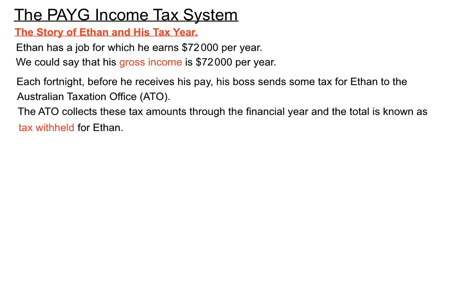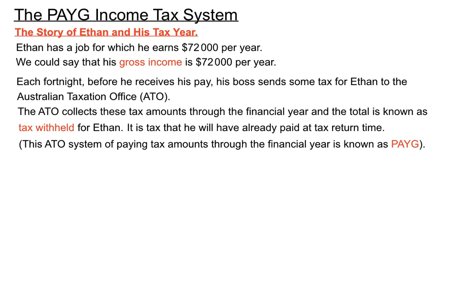The ATO collects these tax amounts throughout the financial year, so each fortnight a certain amount of tax goes to the Australian Tax Office, and the total of that is known as the tax withheld for Ethan. So they collect some tax already through the year from his pay, so that he doesn't have to come up with a huge amount of tax at his tax return time. So that is tax that he will have already paid when he comes to calculate his tax return.